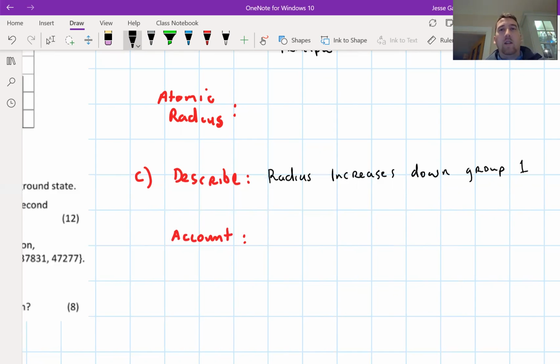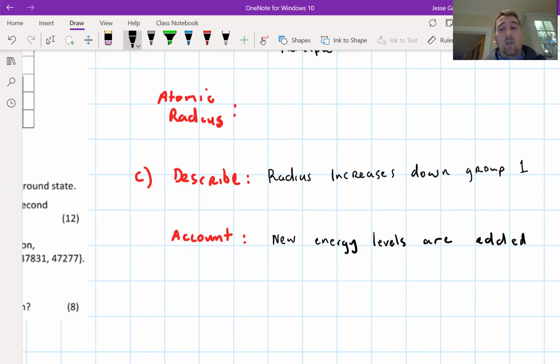Account for. Pause the video and account for. What happens as you move down that makes it get bigger? Okay, so you're adding a new energy level or shell. New energy levels are added. That's what we're doing. We're filling up more electrons into more shells, and that makes the radius get bigger. So as you move down, radius gets bigger.